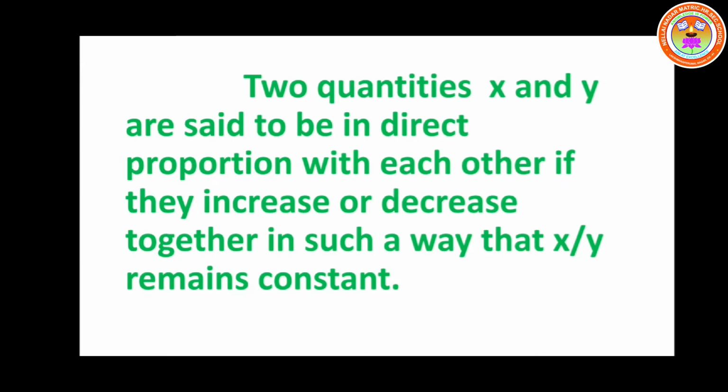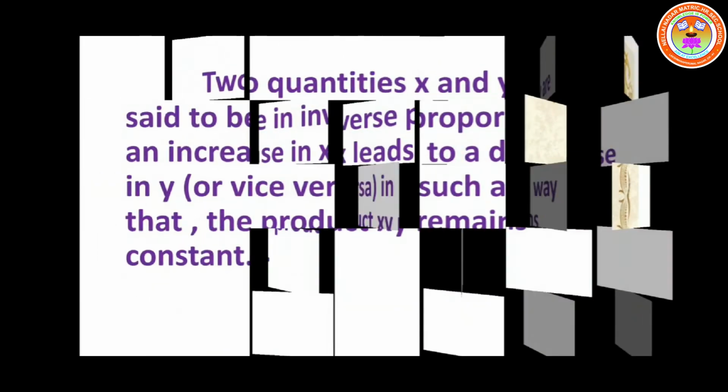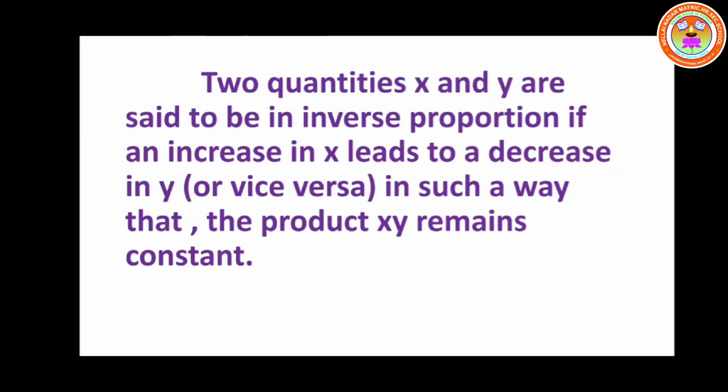Have you understood, children? Now let us move on to the inverse proportion. After that we will see the examples for the direct proportion. Okay, children. Now the next one is inverse proportion. Two quantities x and y are said to be in inverse proportion if an increase in x leads to a decrease in y, or vice versa, in such a way that the product xy remains constant.